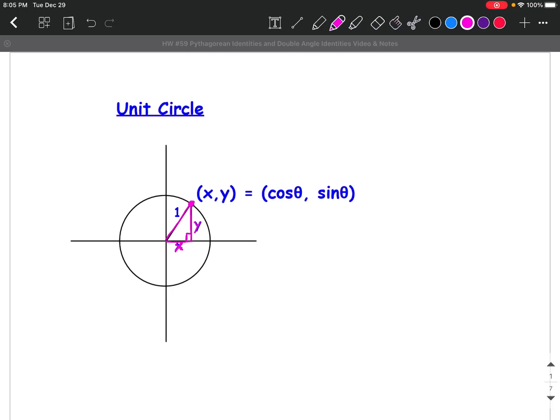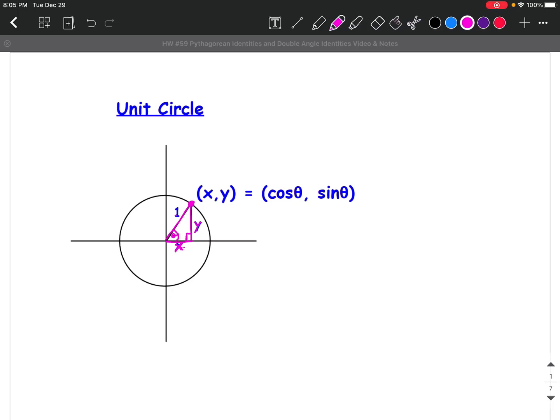and we talked in the past how that coordinate can be rewritten as cosine theta, sine theta. And that's because if theta is this angle here, cosine is the adjacent, x over 1, so cosine theta is x. Sine is the opposite, y over 1, so sine theta is just y.